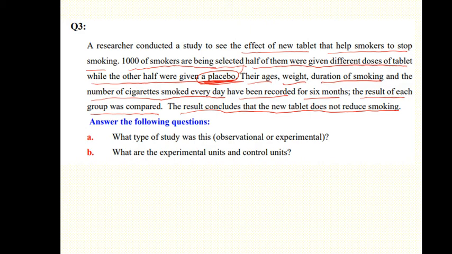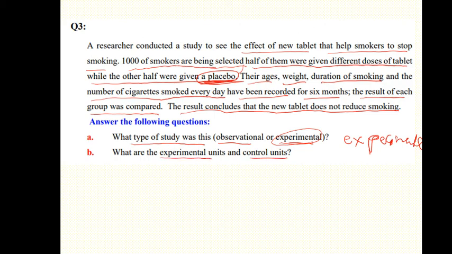Answer the following question. A. What type of study was this? Observational or experimental? So do we have groups, and are we manipulating the variables? Yes, we are interacting with the subjects. So then we have an experimental study. We give them some tablet, right? We interact with them. What are the experimental units and control units?